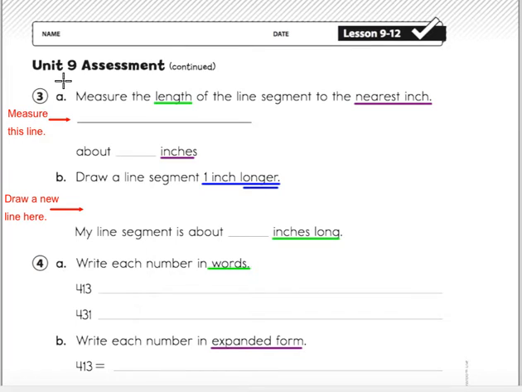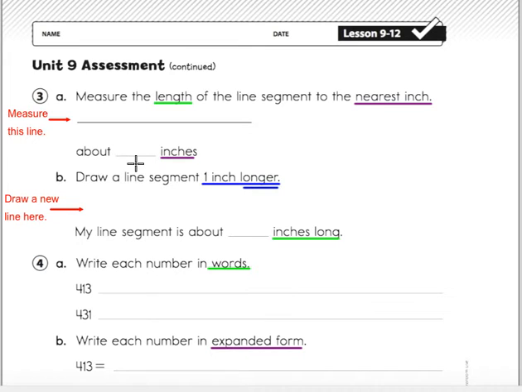Great. Here we go. Now, I have a lot of things going on here, but I'm going to help you out. Can you measure the length of this line segment right here to the nearest inch? Please be careful. It has to be to the nearest inch. Okay. This is the line you're going to measure to the nearest inch, and you're going to write the answer right here.